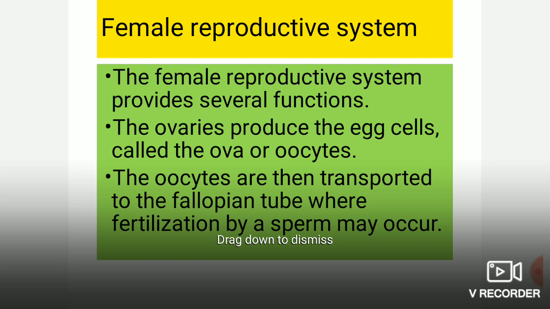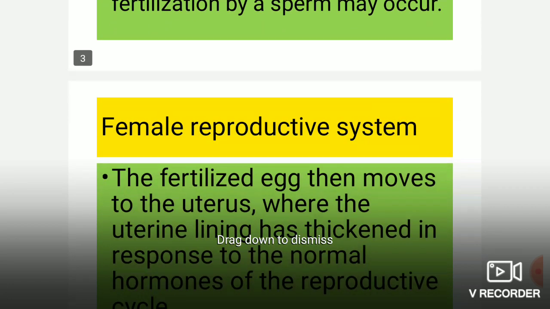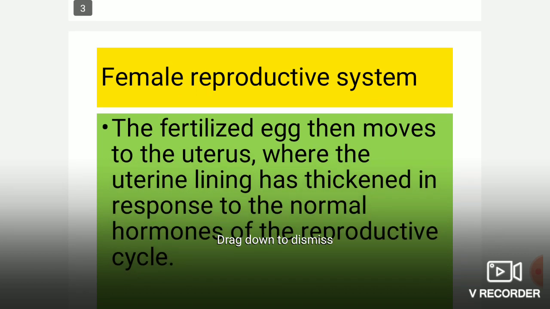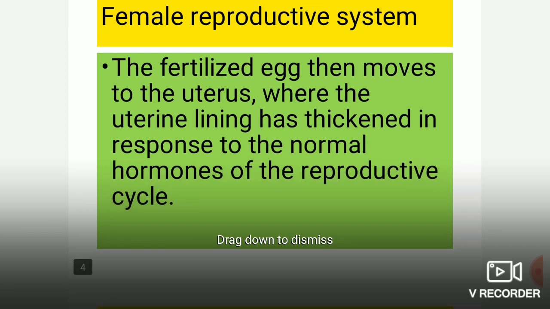The oocyte is then transported to the fallopian tube. That means the ovum is transported to the fallopian tube where the fertilization will be done by the sperm. So either the fertilization can be done or the ovum can rupture. The fertilized egg then moves to the uterus, where the uterus responds to normal hormones of the reproductive cycle. Now as the ovary is ready to release the ovum, the uterus prepares itself to receive the egg.